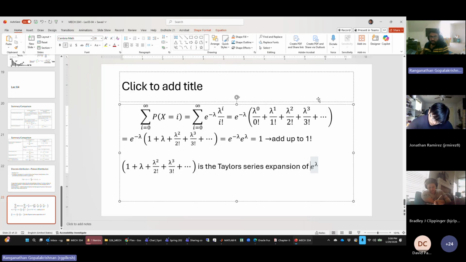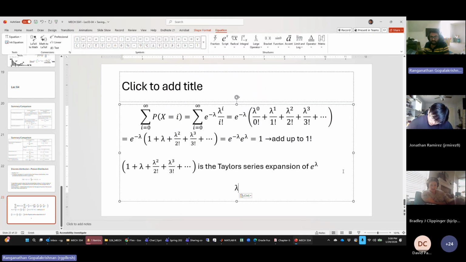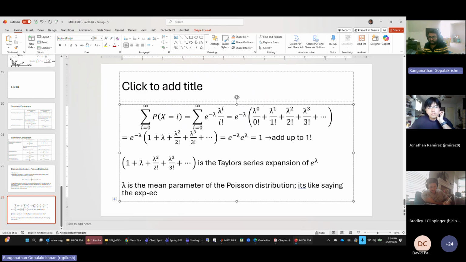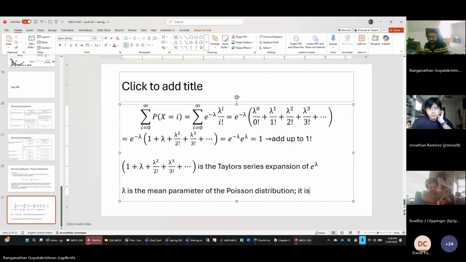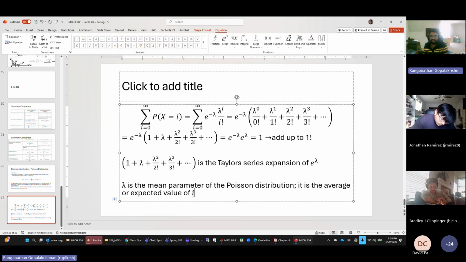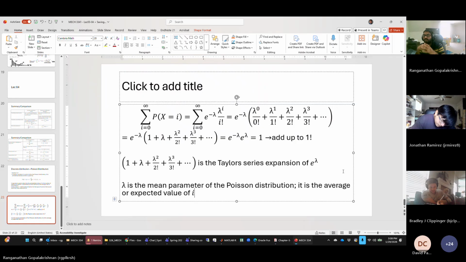Okay. Now let's pay a little bit of attention to this parameter lambda. Lambda is the mean parameter of the Poisson distribution. It's like saying it is the average or expected value of I. Average or expected value of I. Okay.